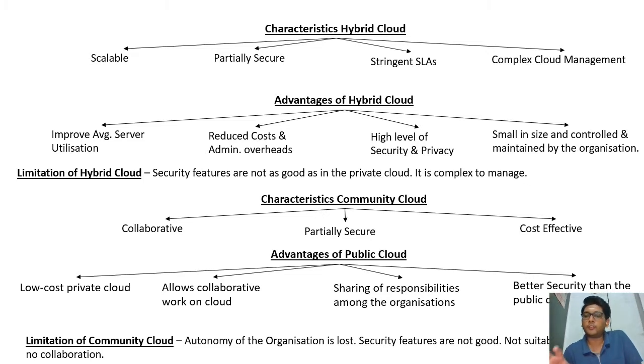Next, what are the characteristics of a community cloud? Community cloud, and it is only for a particular community. So what are the characteristics? There are three characteristics to it, which is partially secure, which is cost effective. Cost effective C எடுத்துக்கோங்க, C and collaborative. So partially secure, cost effective, C எடுத்துட்டு collaborative. 3 characteristics of a community cloud.